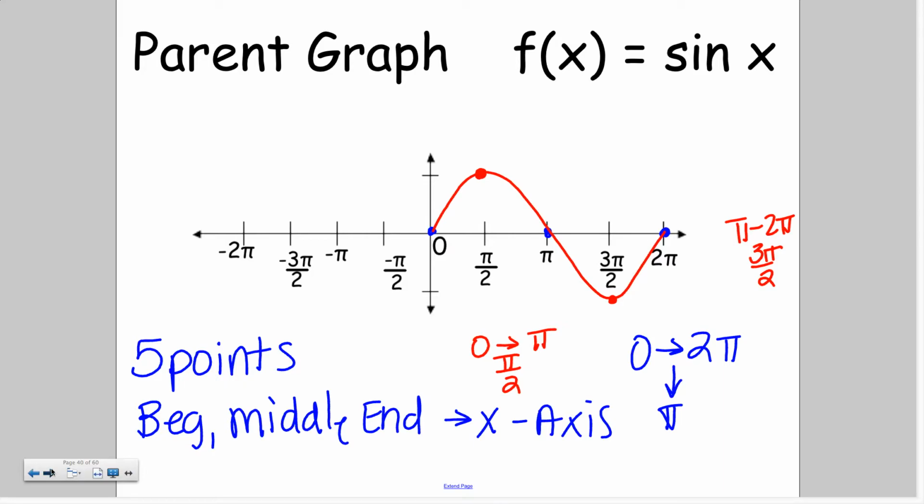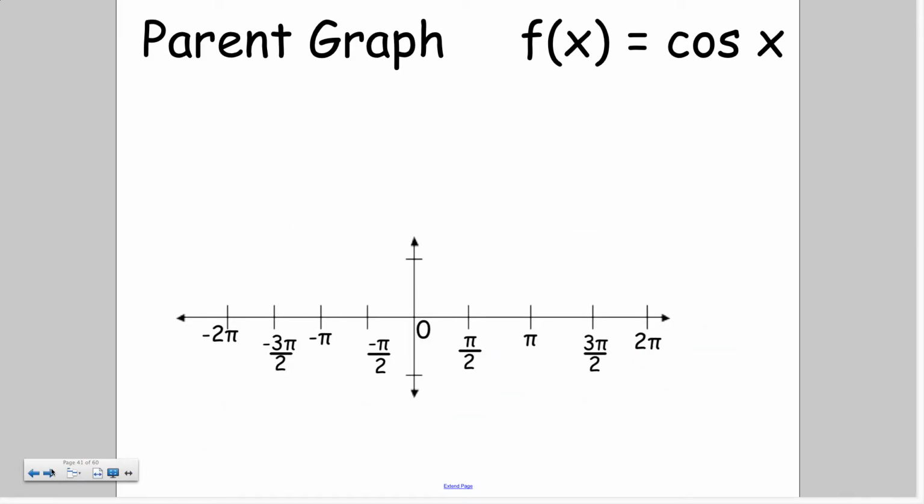Alright? Cosine, you still need 5 points. But this time you're going to start high and end high. So for your parent function, you're going to start at 0 like normal, and you're going to end at 2 pi. You're still going to go halfway. Everything's going to get cut in half. Halfway between 0 and 2 pi is pi. But this one is going to go below.